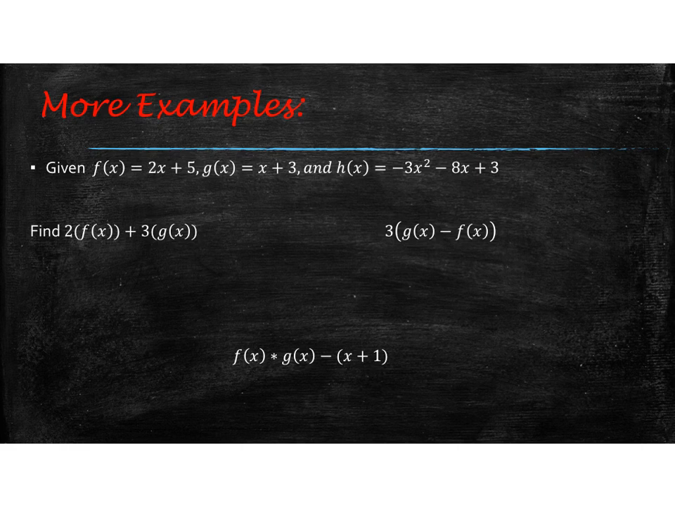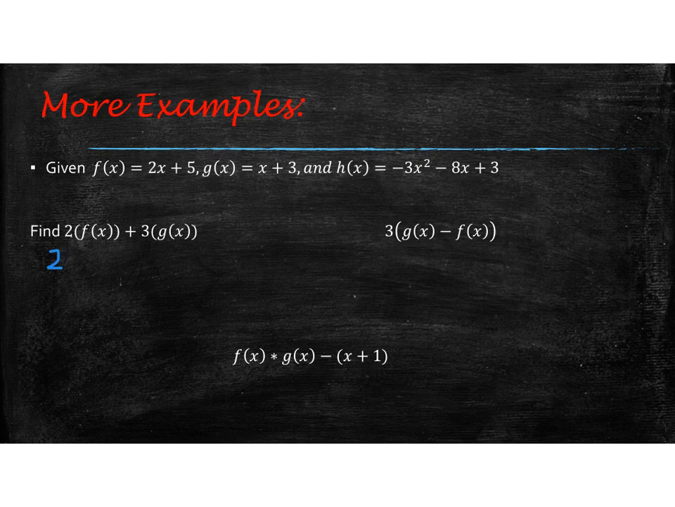Okay, some more complicated examples. We have our functions up at the top, so f of x equals 2x plus 5, g of x equals x plus 3, and h of x equals negative 3x squared minus 8x plus 3. In this first example, we're going to do 2 times f of x, and then we're going to add to it 3 times g of x. So go ahead and substitute in your functions.